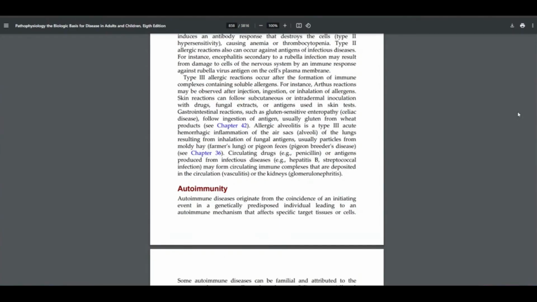Allergic alveolitis is a type 3 acute hemorrhagic inflammation of the air sacs or alveoli of the lungs, resulting from the inhalation of fungal antigens, usually particles from moldy hay, also known as farmer's lung, or pigeon feces, pigeon breeder's disease. Circulating drugs, penicillins, or antigens produced from infectious diseases, hepatitis B, streptococcal infection, may form circulating immune complexes that are deposited in the circulation, causing vasculitis or in the kidneys.